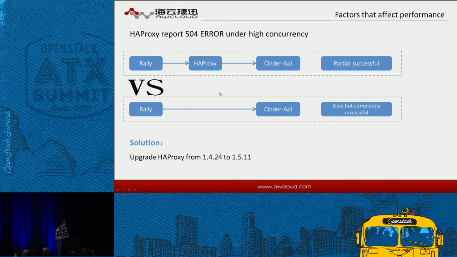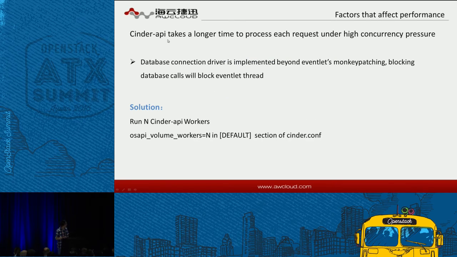Let's get into the Cinder API. There was an obvious phenomenon. If you run a high workload, Cinder API will take a longer time to process each request. There is at least one reason that can explain this phenomenon. Most of the Cinder API work is to access the database. However, the database connection driver is not patched by eventlet.